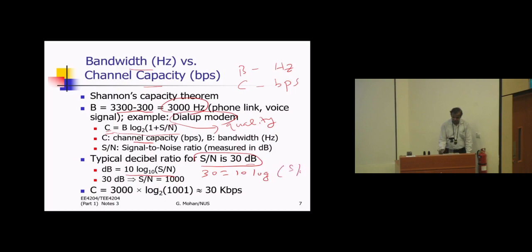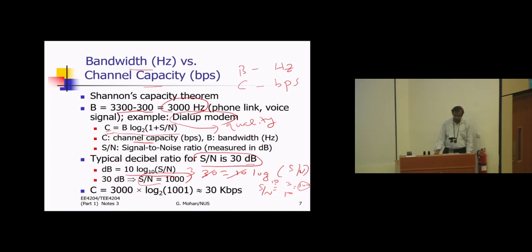So 30 equals 10 log S over n base 10. So the 10 cancels, leaving 3. So S over n is equal to 10 cube. Exactly, this is 1000. So S over n is 1000. 30 dB means the signal to noise ratio is 1000. You can imagine signal strength is 1000 times noise strength, something like that.